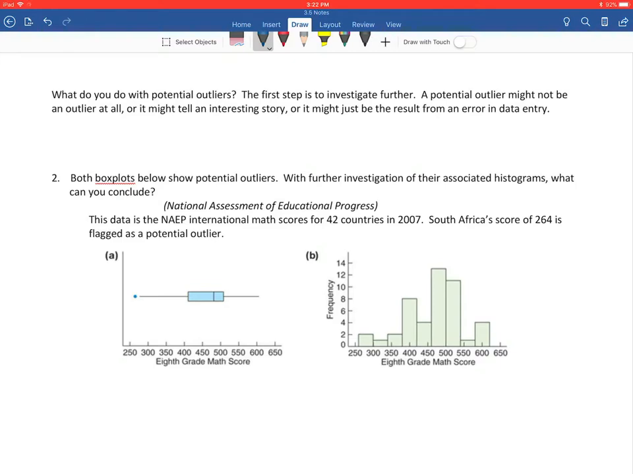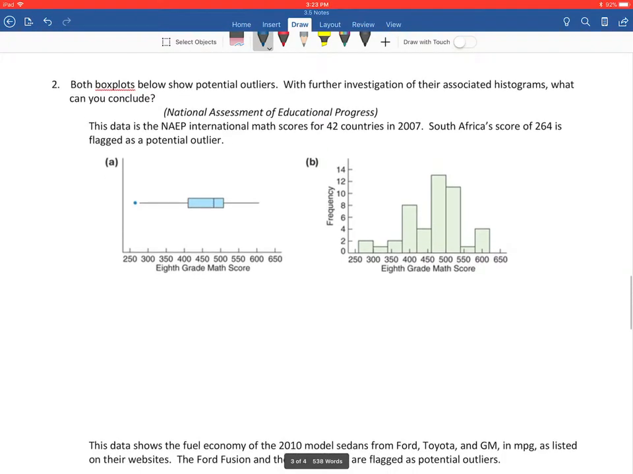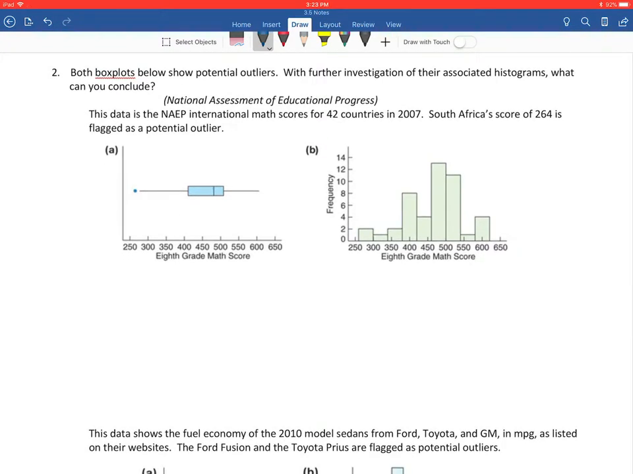Okay, well, what do you do with these, quote, potential outliers? Again, a boxplot can't determine them 100%. It can only say it's potentially an outlier. So what should you do? Well, you should investigate further. The first thing I would do if you see one of them is look at a histogram. Both of these, we're going to look at two of them, show potential outliers in their box plots, and we want to look at the associated histograms to figure out what's really going on.